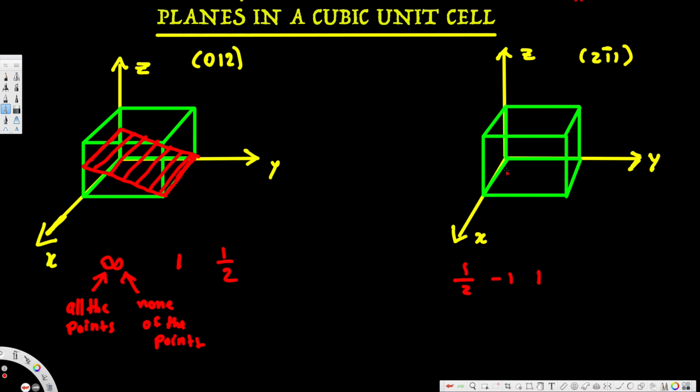Half in the x-axis, so half is somewhere midway. And -1 is, this is +1, so -1 is going to be in the opposite direction right here. And c is equal to 1, so we are going to have z right here. And if we connect all these points, that's going to be the plane. Okay, so this is going to be the plane for this one, for the given Miller indices.